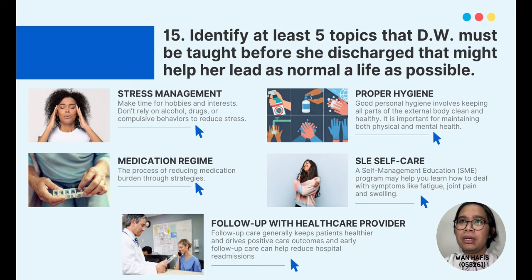First, stress management, which is making time to do the things that she likes to reduce the stress. Number 2, proper hygiene. This is good to keep all parts of the external body clean and healthy. Third, medication regimen. This process is known as reducing the medication burden through strategies. Next is SLE self-care, which is a program that may help DW to learn how to deal with symptoms like fatigue, joint pain, and swelling. And the last one, follow up with healthcare provider. It is important to keep the patient healthier and drive positive care outcomes, and yearly follow-up care can help reduce hospital readmission.